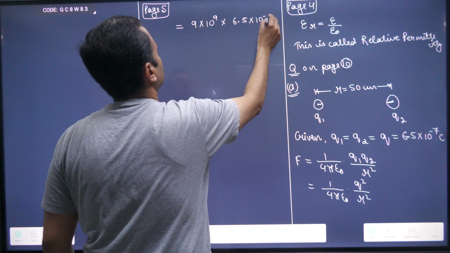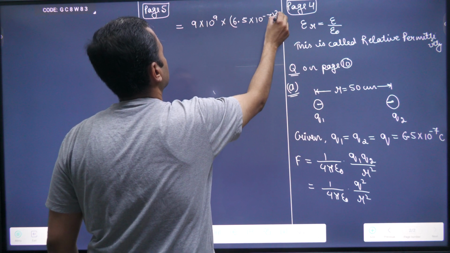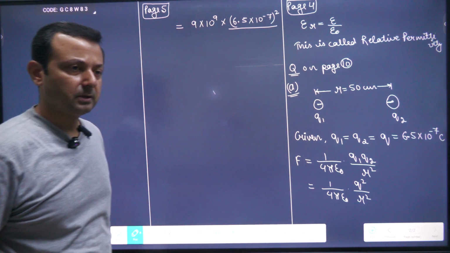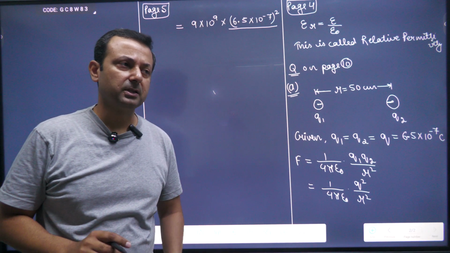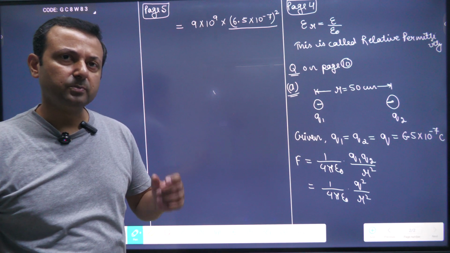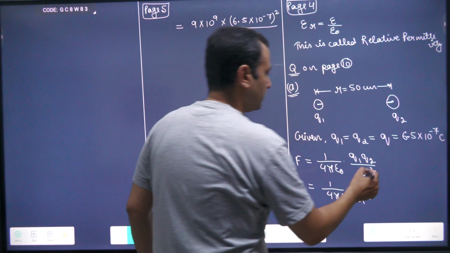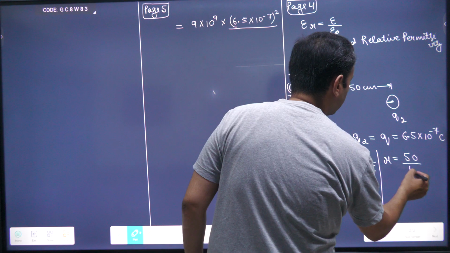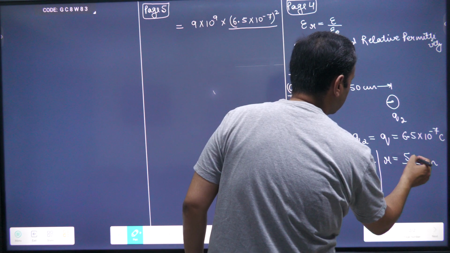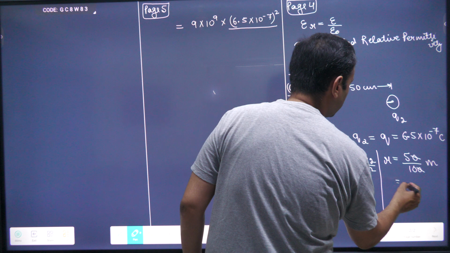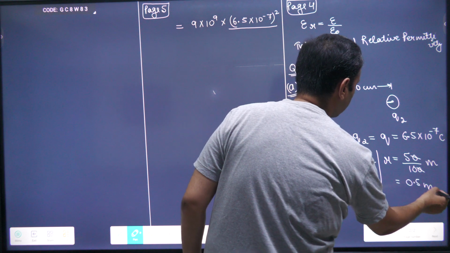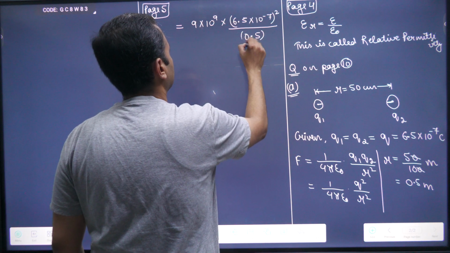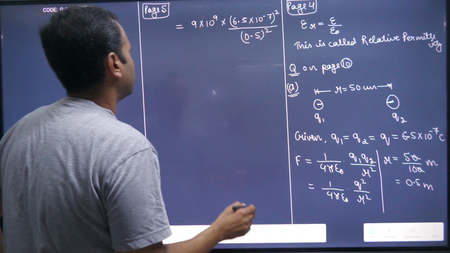6.5 into 10 to the power minus 7 whole square upon R, which is 50 centimeter. But we will not take it as 50 centimeter, because the SI unit of distance is meter. So we will convert it into meter. So R is equal to 50 upon 100 meter. We will cancel 0 by this 0. So it will be 0.5 meter. 0.5 whole square.